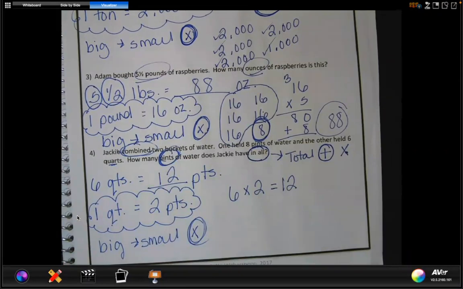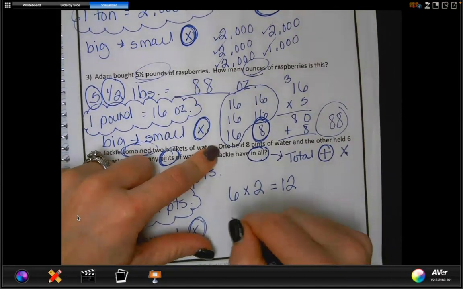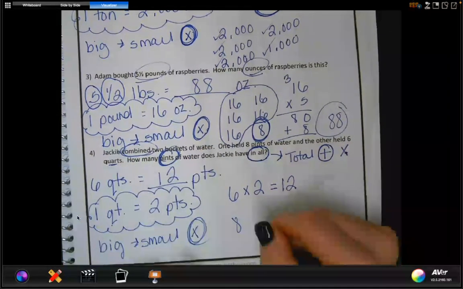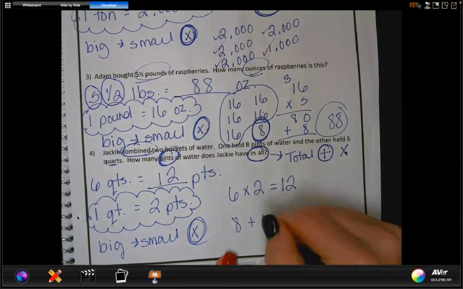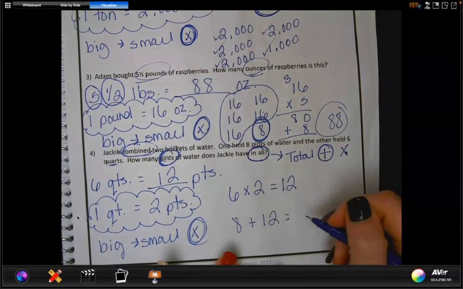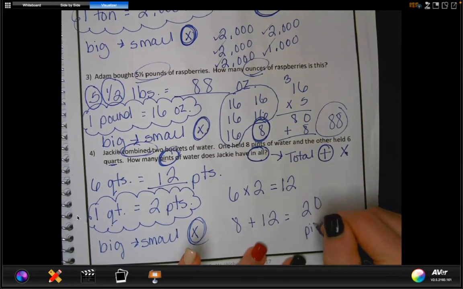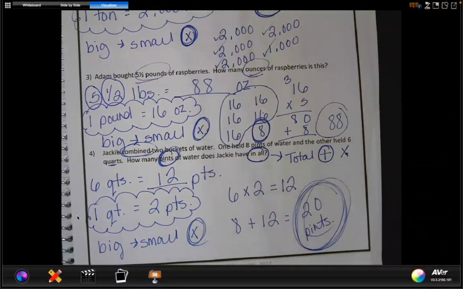But hold on, we're not done. The question says, how many pints of water does she have in all? So you'll remember the first bucket of water had 8 pints of water, so 8. The second bucket had 6 quarts, and we know 6 quarts is the same thing as 12 pints. So we add 8 pints plus 12 pints, and we end up with 20 pints. So that would be the final answer. The final answer is that we've got 20 pints in all.